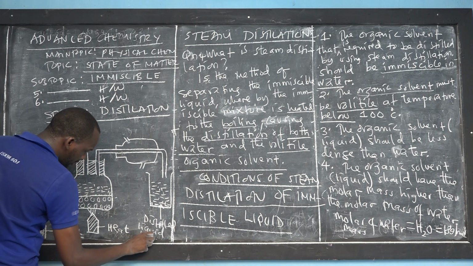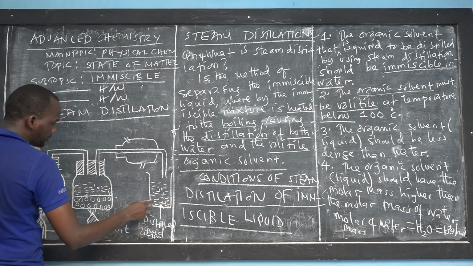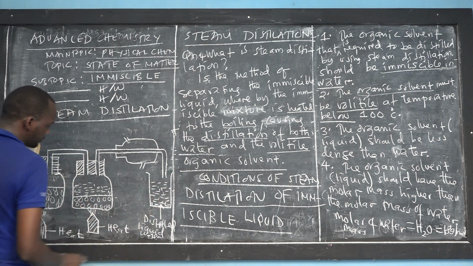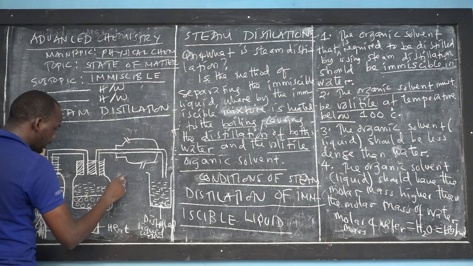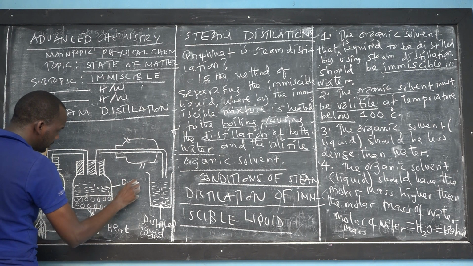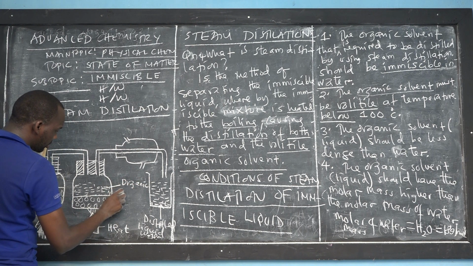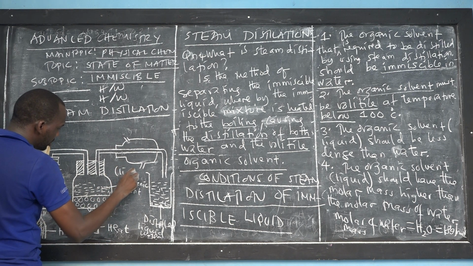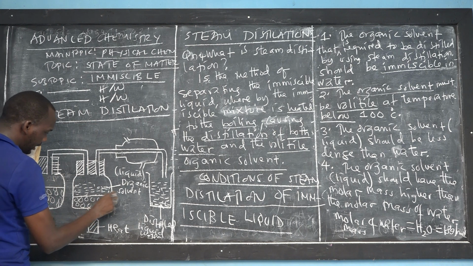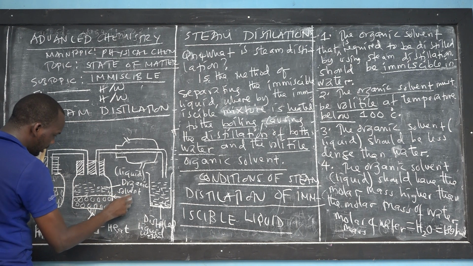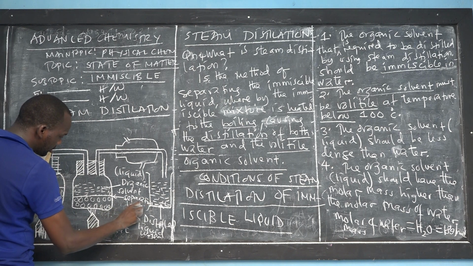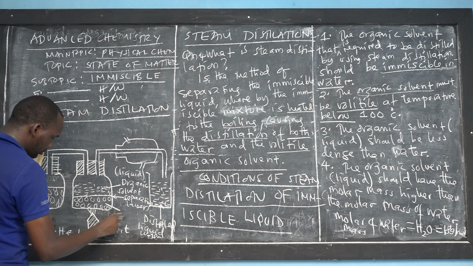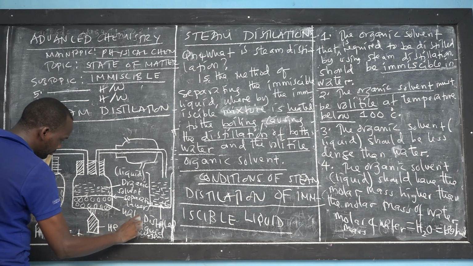So this is the organic solvent. If we label this, we call it organic solvent, or we call it liquid in some of the references. The other liquid is separated by this line, which we call the separating layer. And this one is water.